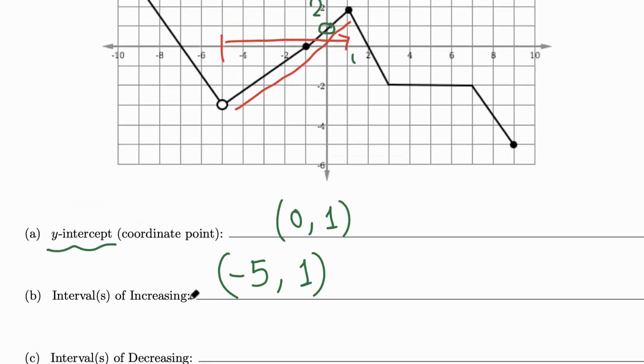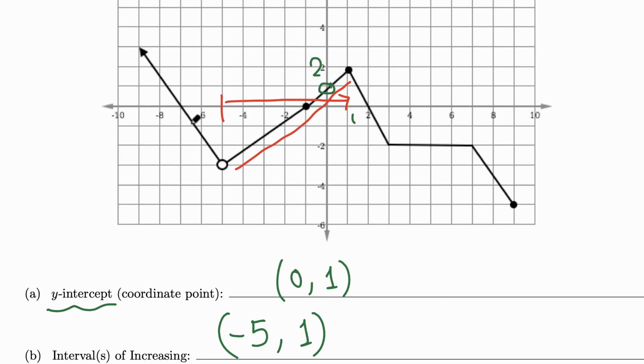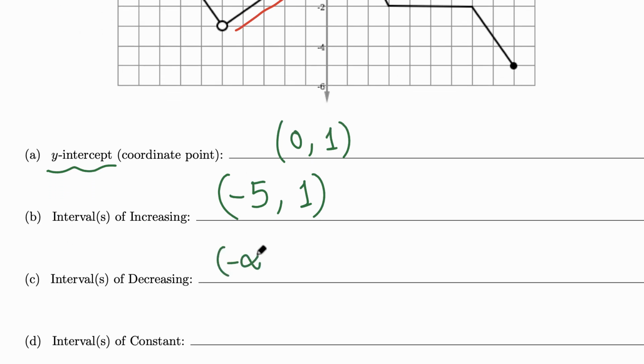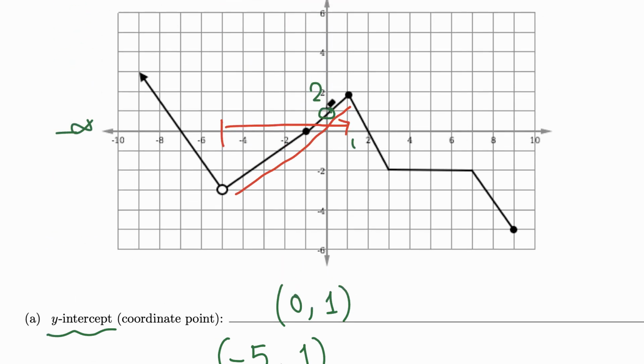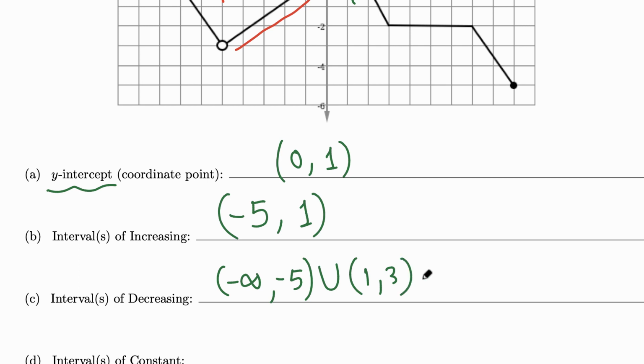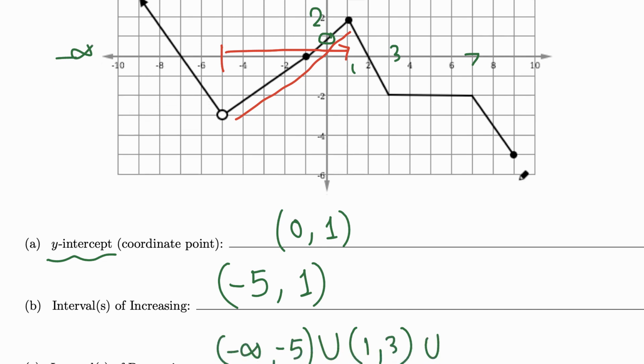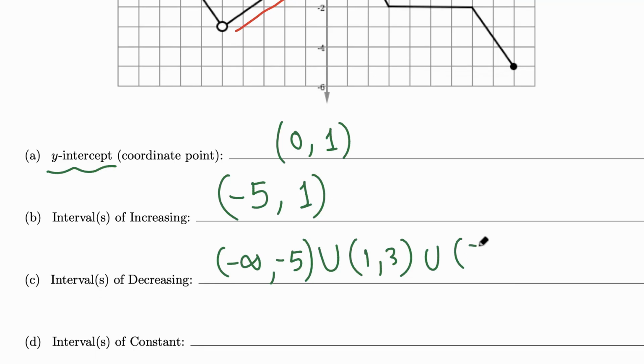Intervals of decreasing. Decreasing means it's going down. The arrow means all the way, so negative infinity through negative 5. That's decreasing. And again decreasing here, 1 through 3. Then constant, and decreasing here. It starts at 7 and stops at a dot at 9. So 7 to 9 is inclusive.